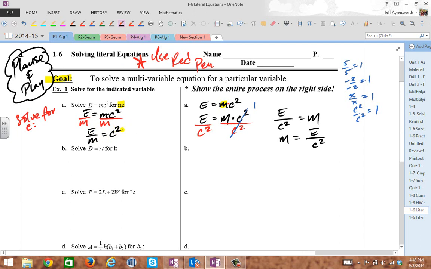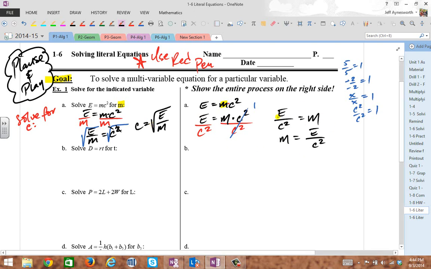So what we need to do is understand the inverse of squaring. The inverse of squaring is called square rooting. So we square root the left and the right. Square root both sides. When that happens, the square root cancels out the square, giving you c, and that's equal to the square root of E divided by m.